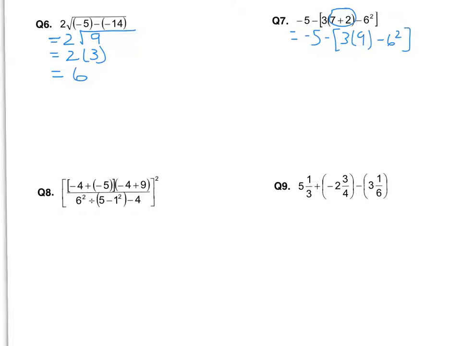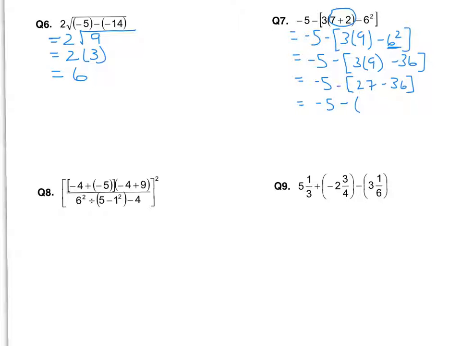Close the square bracket. That's going to equal, and again, I'm still working in those square brackets before I can do anything else. Now in the square bracket, I've already done the bracket inside the bracket. Now I'm going to evaluate that exponent. And really I could do the 3 times 9 as well at the same time, but I'll do that on the next step. 3 times 9 should be 27, and then we have 27 take away 36, which is going to be -9.